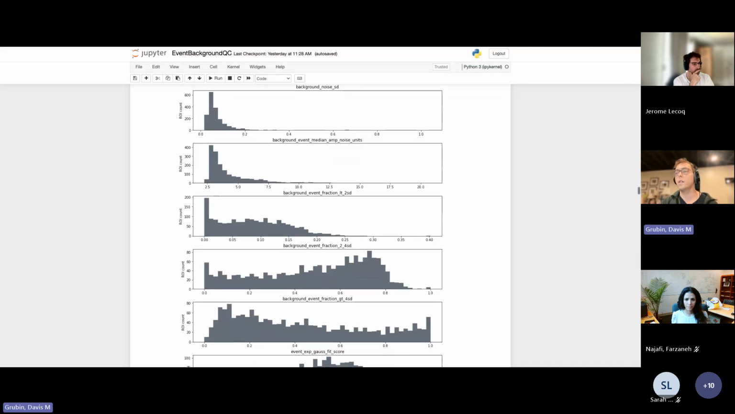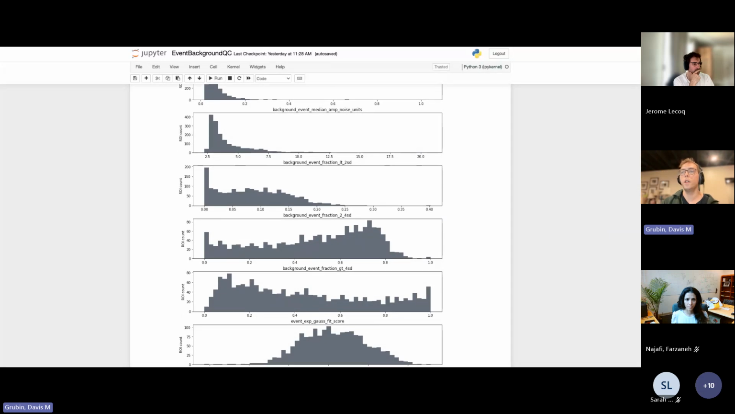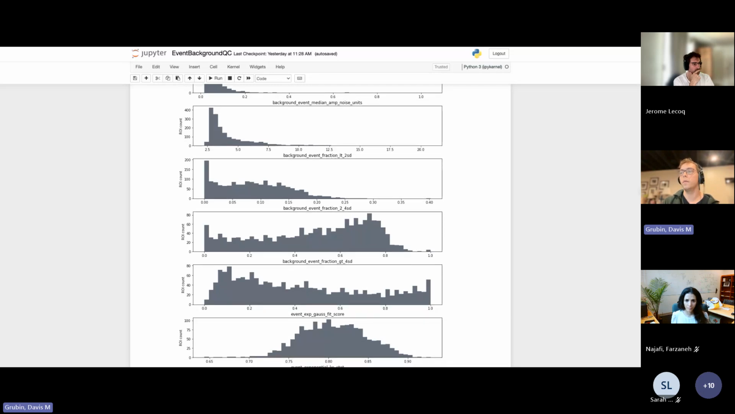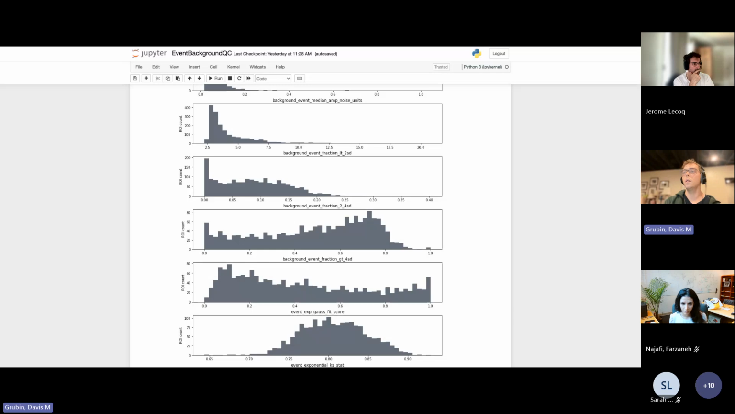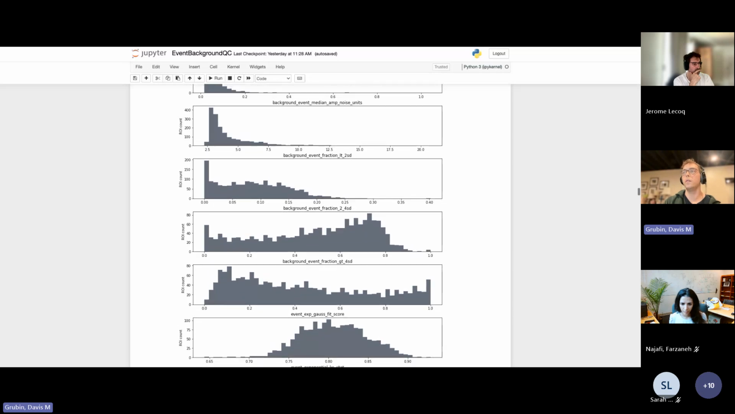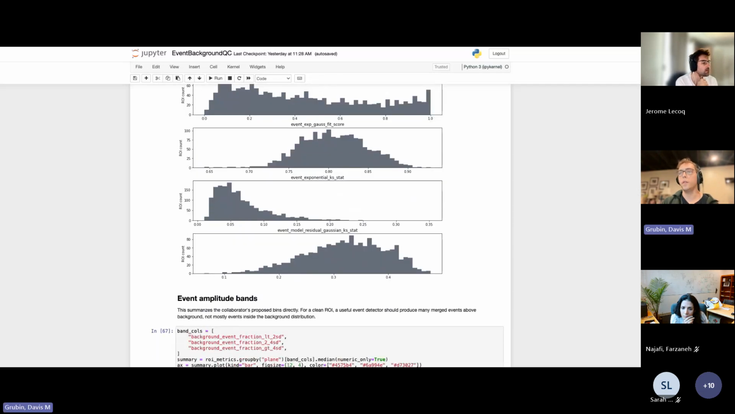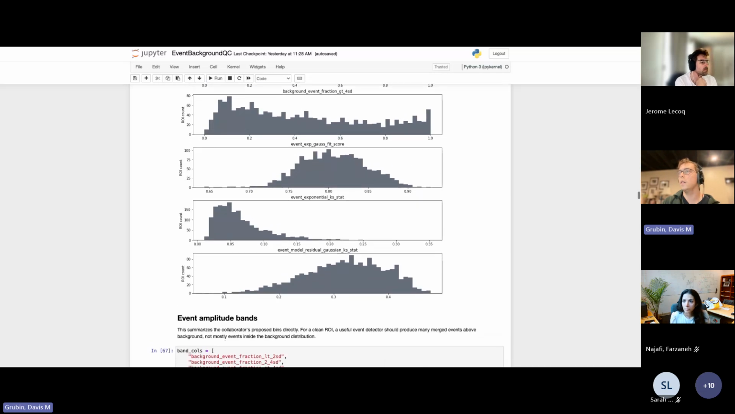And this is giving the distributions of, for an ROI, what percentage of the events were less than 2 standard deviations, 2 to 4, or greater than 4. And then also the exponential fit and Gaussian noise assumptions that we talked about in the last meeting.